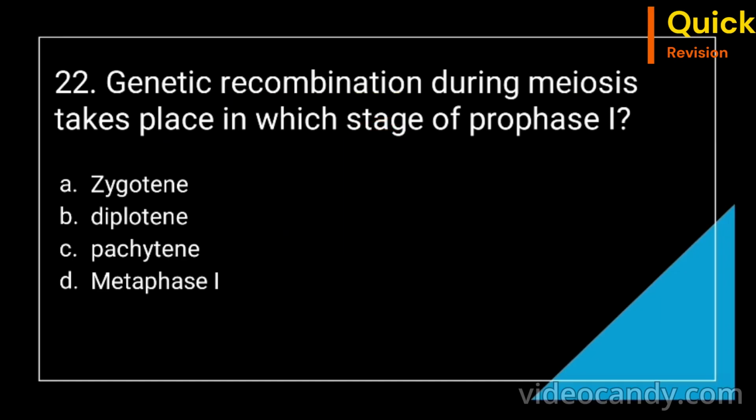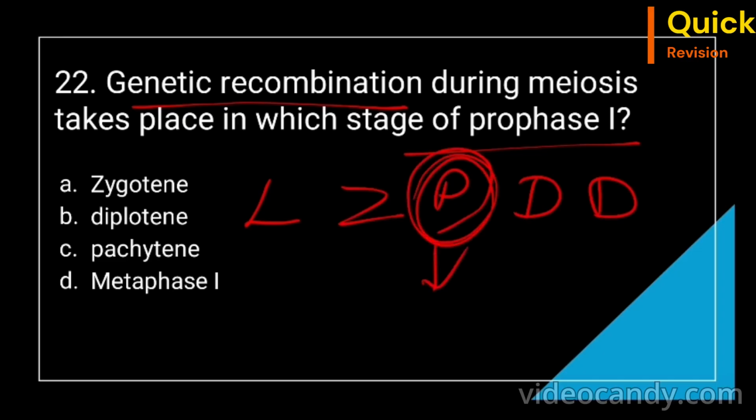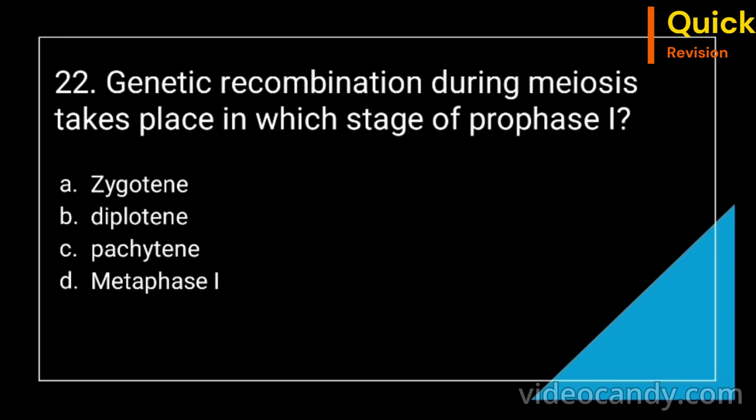Now this step happens exactly in the middle of prophase 1. So if you remember L, Z, P, D, D, right? Exactly in the middle. That P means pachytene. So the genetic recombination occurs in the pachytene. That is option number C.